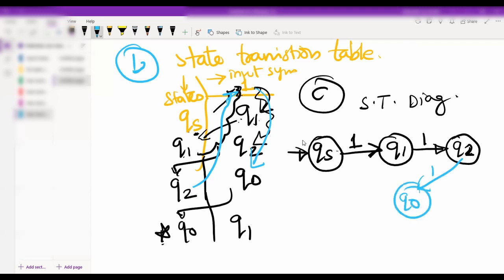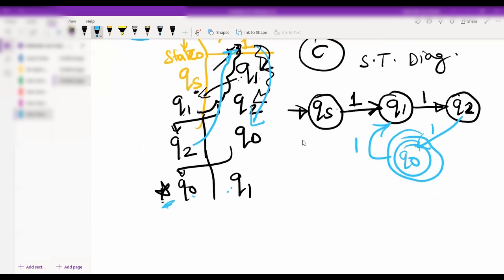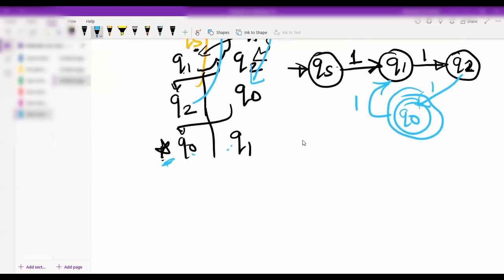And what is Q0 here? We had marked that it is a final state. A final state has to be marked with the help of a double circle. Now Q0 on 1 is going to Q1, so I will connect Q0 and Q1 with 1. So this is how the diagram is completed. Now the next step of the TCS method is cross-checking whether the FA is correct or not.